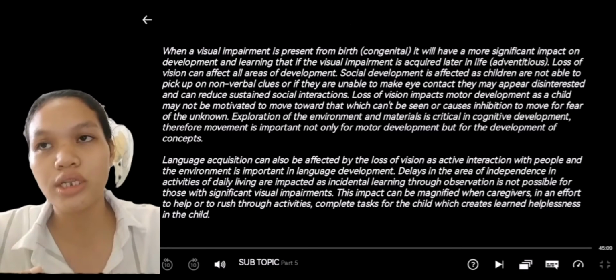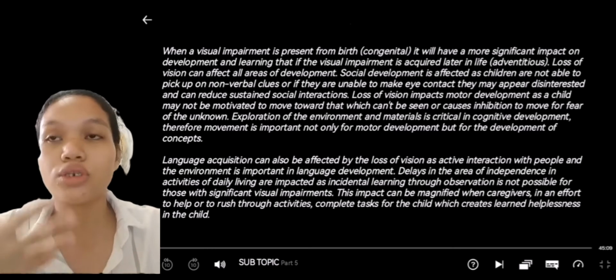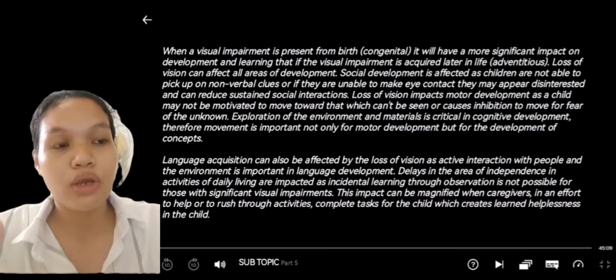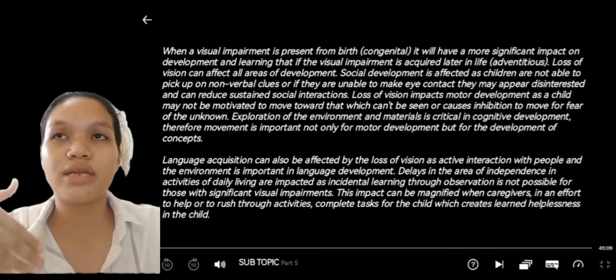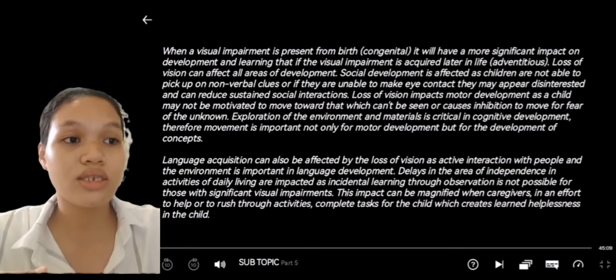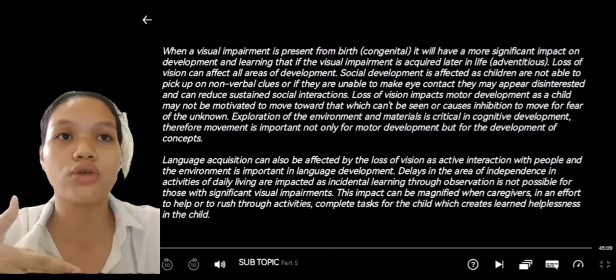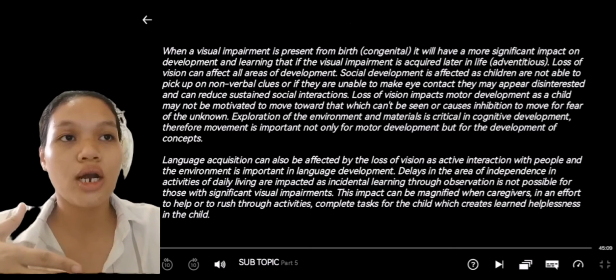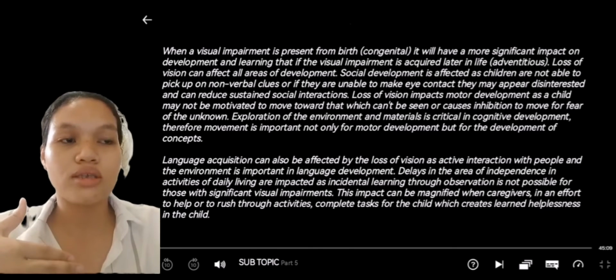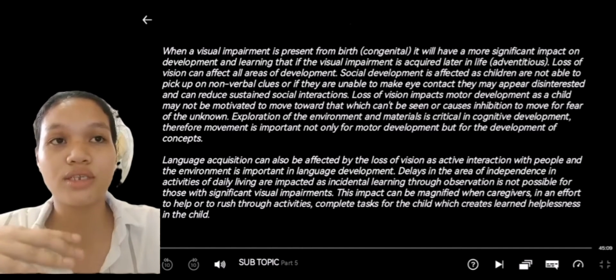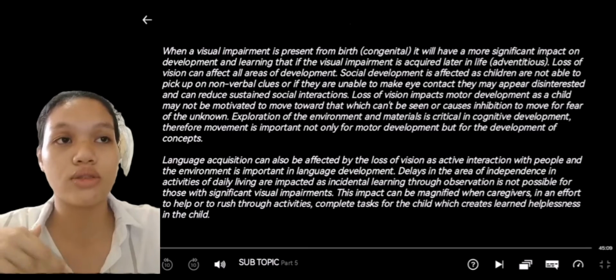So loss of vision also impacts motor development, as a child may not be motivated to move toward what cannot be seen, or it causes inhibition to move, or fear of the unknown. So they are afraid to move or to do some motor actions because they may fear something will happen to them.